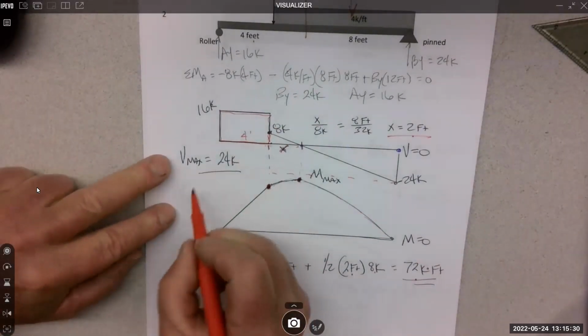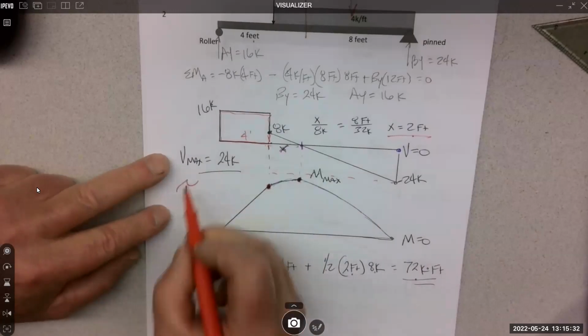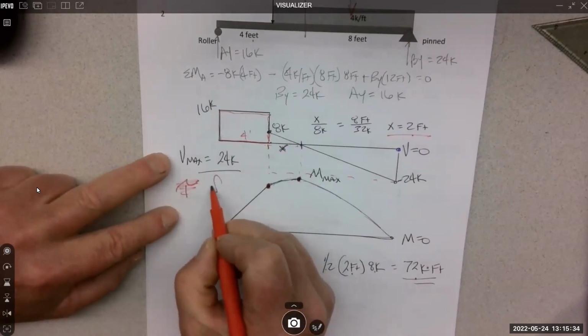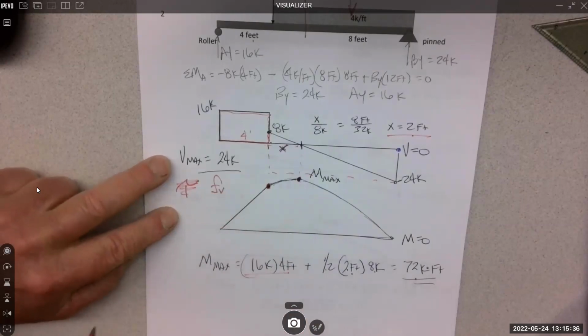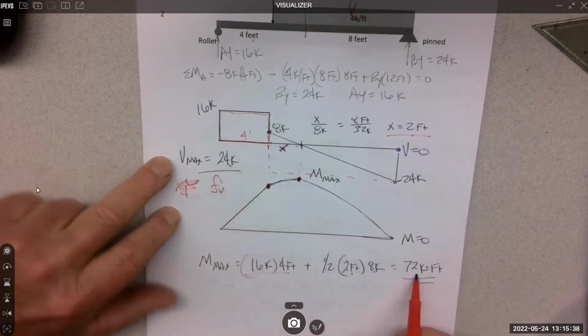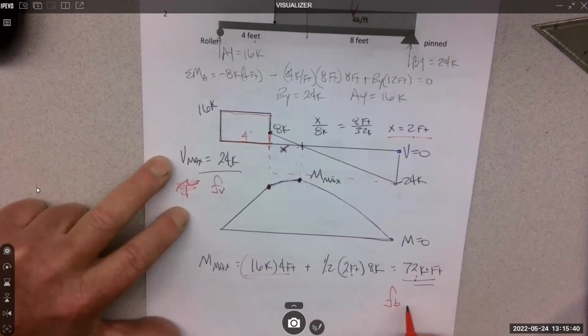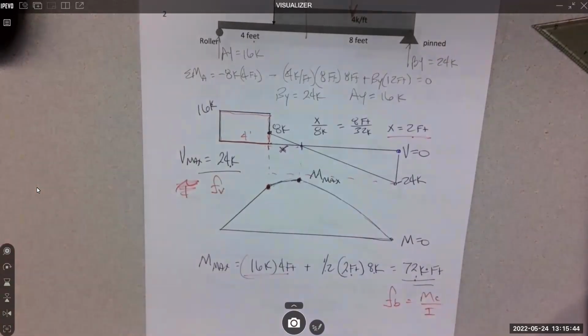So this Vmax, we will calculate the shear stress from that. And this, we will calculate bending stress from MC over I. So that's where we're headed.